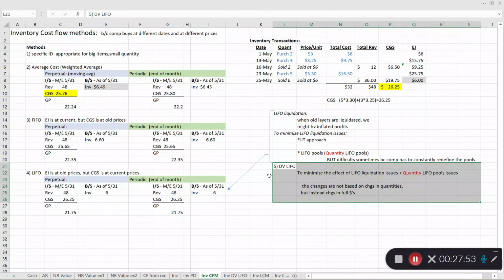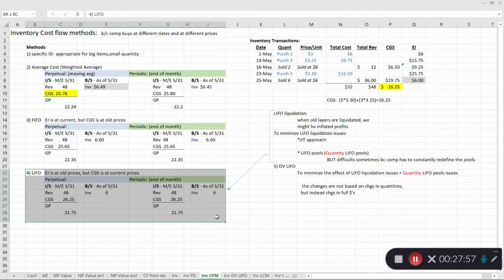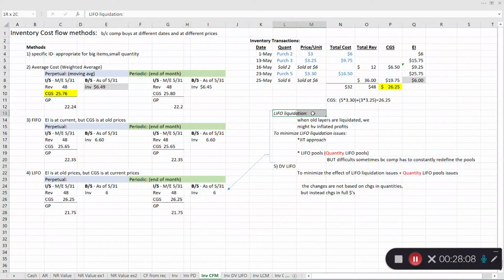Okay, when you use traditional LIFO, you end up with some issues that may not be desirable, and one of those is related to LIFO liquidation. Okay, LIFO liquidation issues.